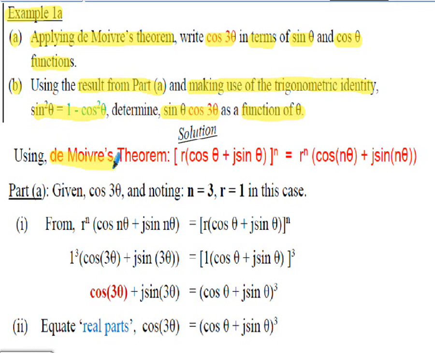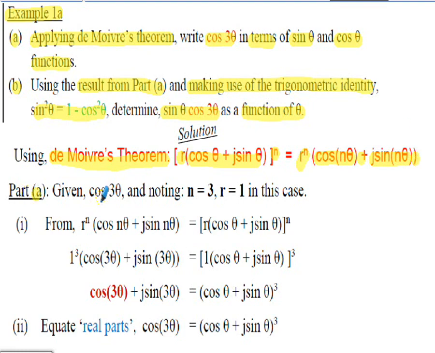And we're going to use deMoivre's theorem as stated on our initial slide. So we've got the r multiplied by cos theta plus j sine theta all raised to the power n. So we know that can be written as, in deMoivre's theorem, r to the power of n open bracket cos of n multiplied by theta plus j sine n multiplied by theta.